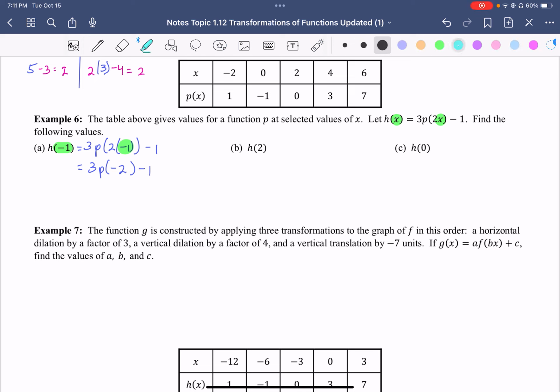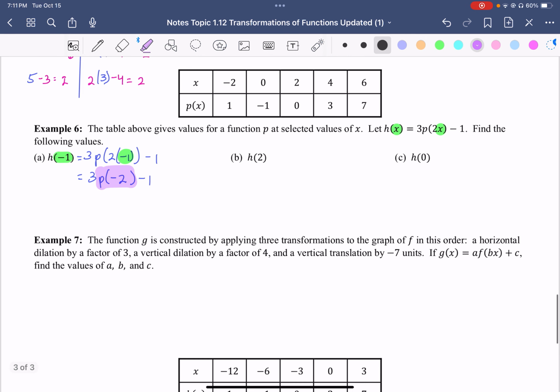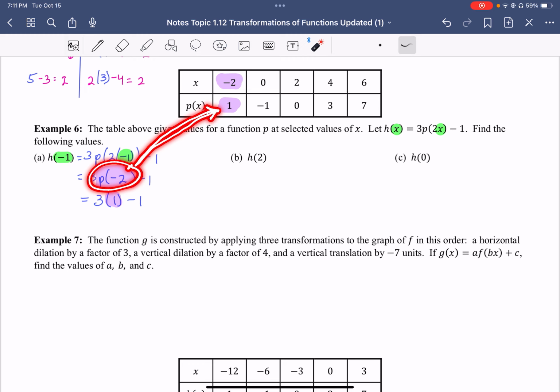Okay, now we have this, which is p of negative 2. Well, we have the table for p of x. So all they're saying is what is y when x is negative 2. When x is negative 2, the y value is 1. So what I can do is rewrite this as 3 times 1 minus 1. Okay, so again, p of negative 2 is 1. So now 3 times 1 is 3, and 3 minus 1 is 2.